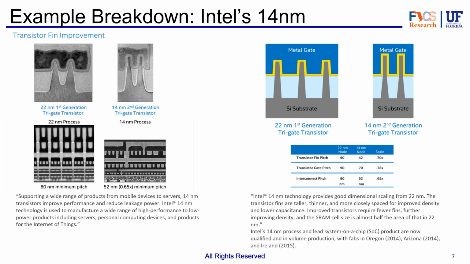The example that we're going to go over is the Intel 14 nanometer technology, the previous generation being this 22 nanometer technology. And as you can tell, there's been changes with fin pitch and gate pitch and interconnect pitch. And overall, it's a little bit harder to get a clear image. And that's what we're going to be trying to focus on today.